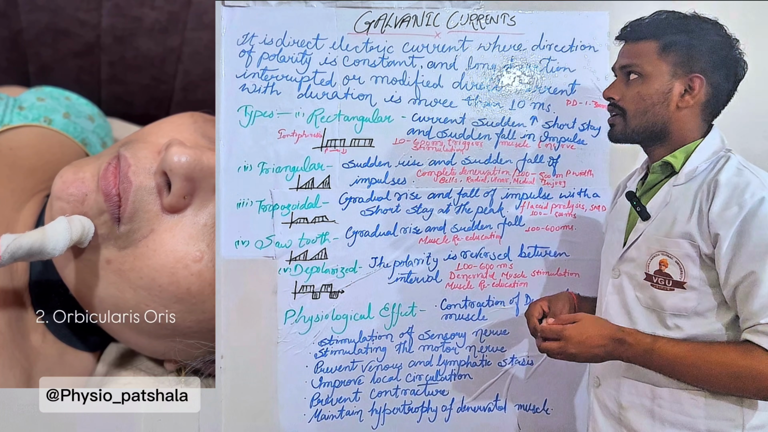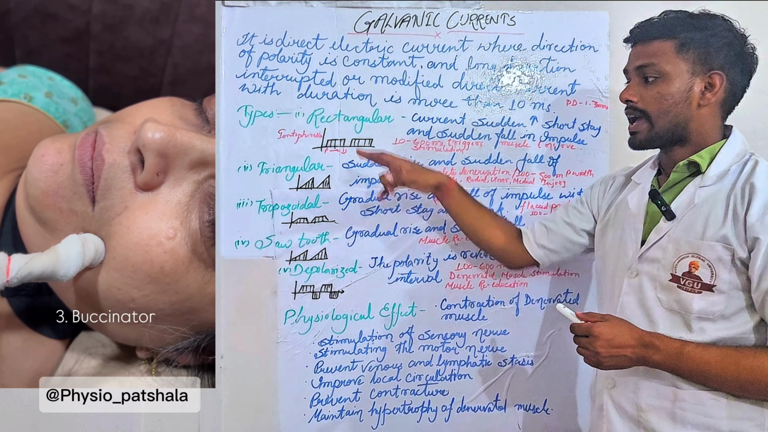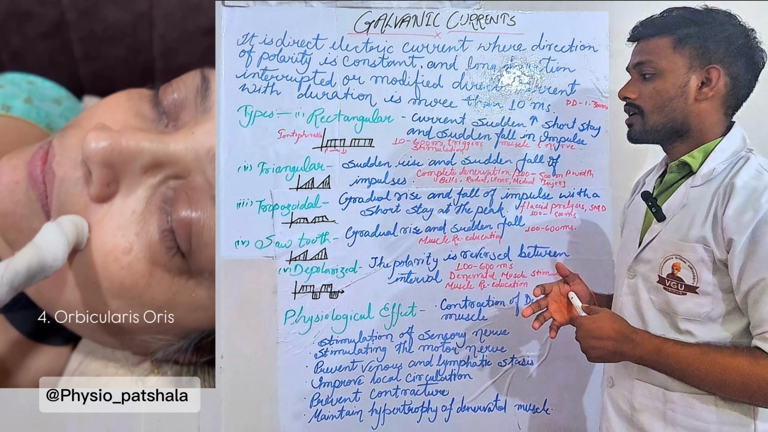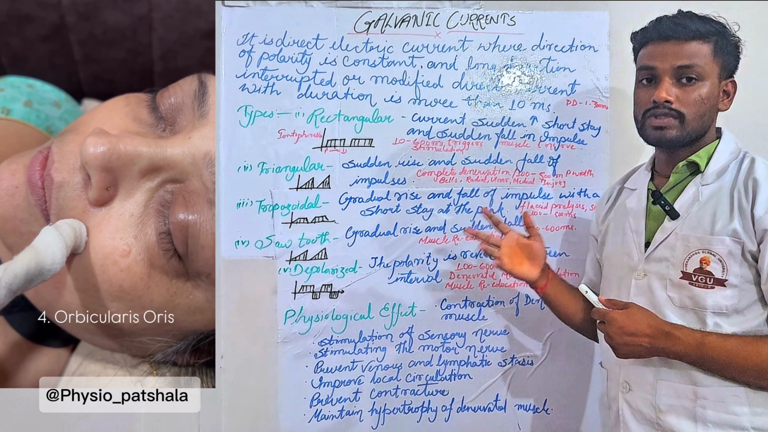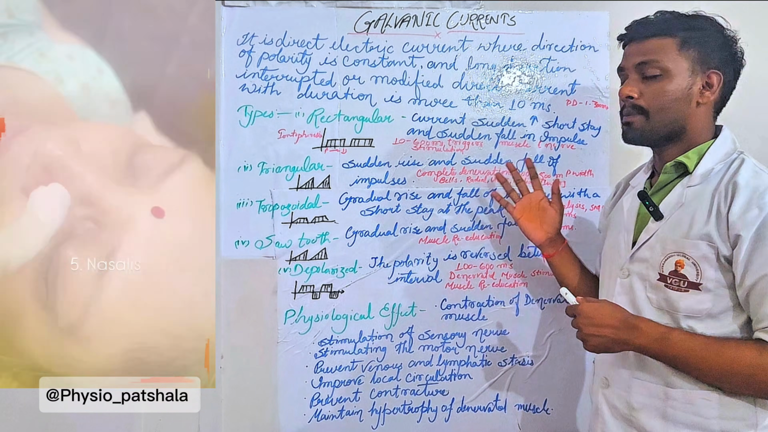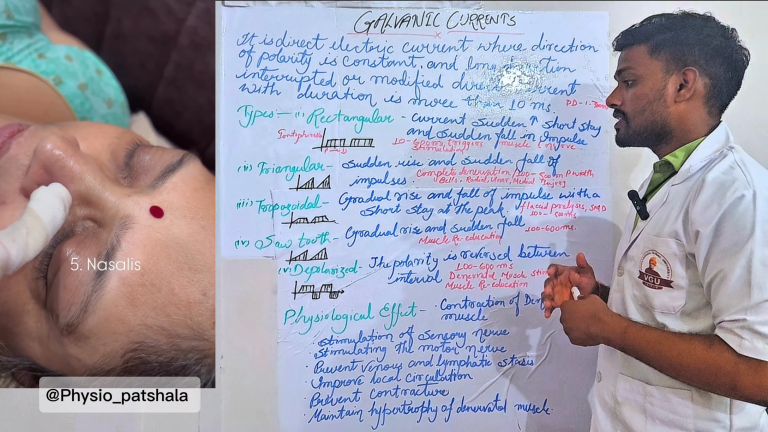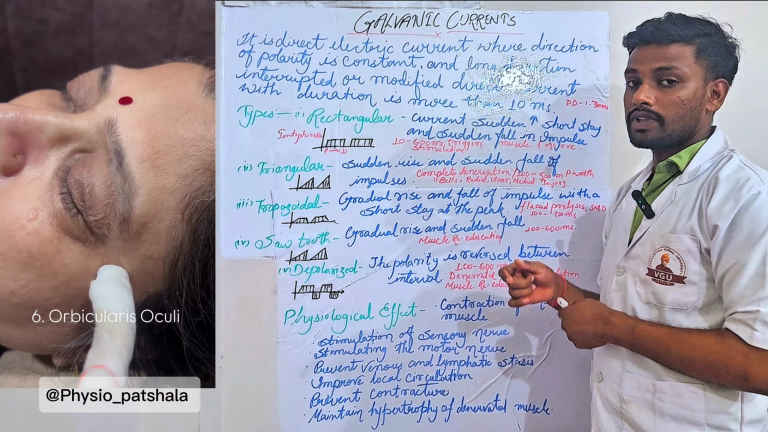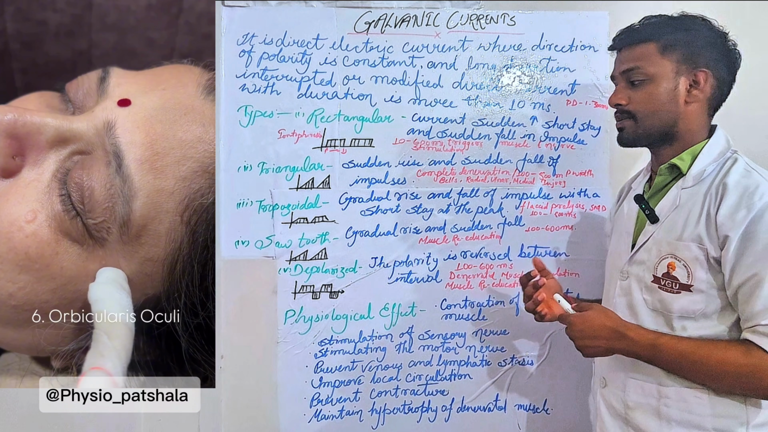The second one is the triangular kind of galvanic current. It has a sudden increase and sudden decrease of impulses, and it is used for completely denervated nerves and muscles. We can use it to treat patients with Bell's palsy, radial nerve injury, ulnar nerve injury, and median nerve injury. That is to stimulate the particular nerve, trigger it, and facilitate movement if it is lost.